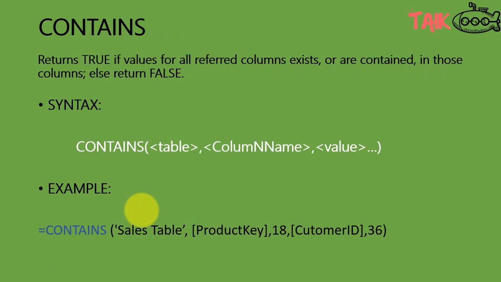The next is CONTAINS. CONTAINS returns true if the values of all referred columns exist or are contained in those columns, else it returns false. The syntax is CONTAINS(table, column name, value). Example: CONTAINS on the Sales table, where I'm finding the product key 18 and also the customer ID 36. If both keys match in the table, then it will return true, or else it will return false.